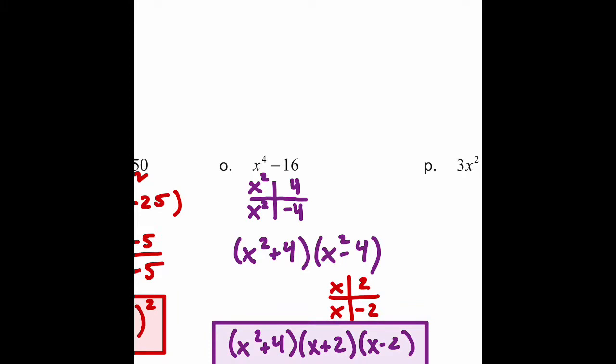And I want to point out that I cannot T-chart this one any further, x squared plus 4, because it's got addition there, right? It's only difference of squares. So if it's subtraction and perfect squares, then you might be able to T-chart it further.